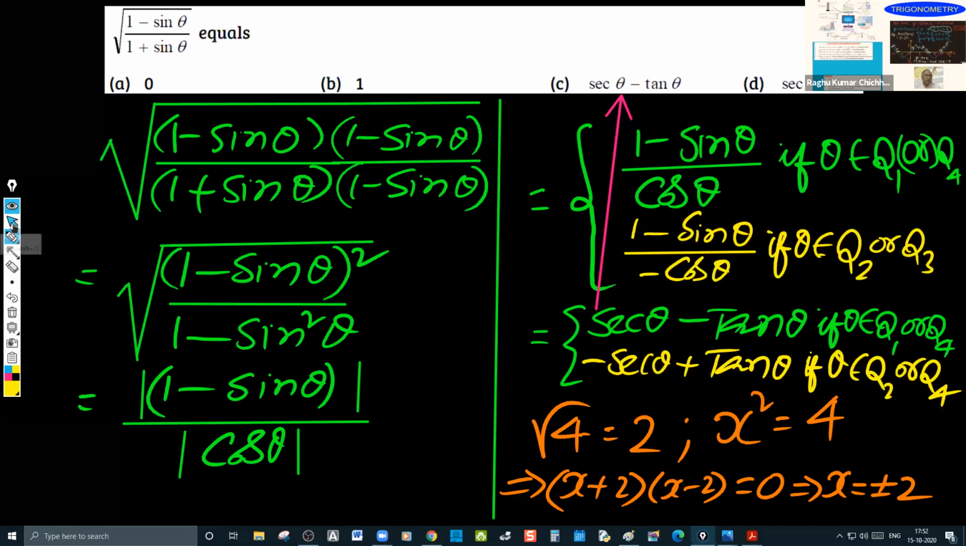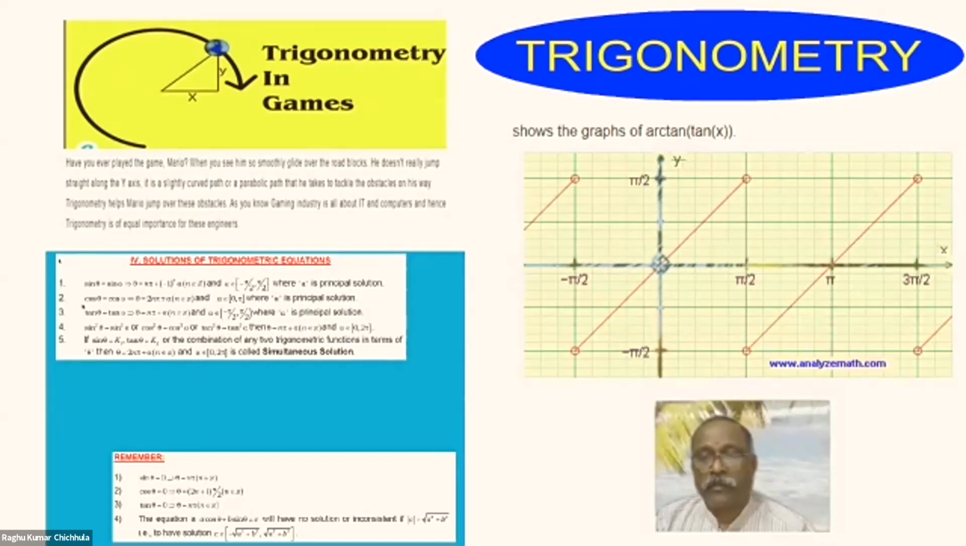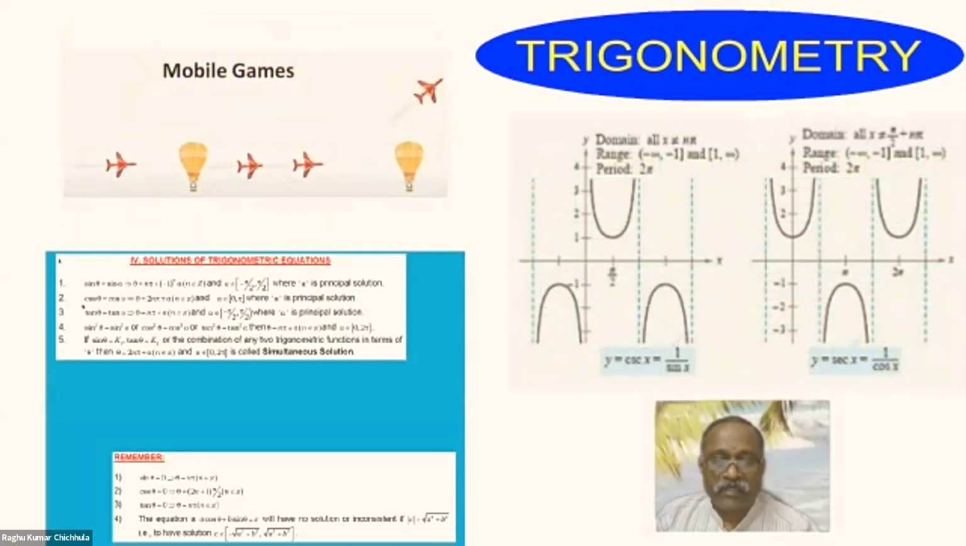Now we will continue with more and more questions with the revision of concepts in the next session. But before that, let me tell you how we are going to have our assignments further.